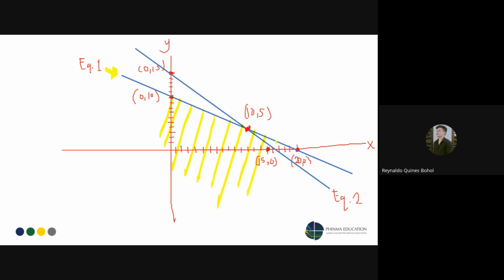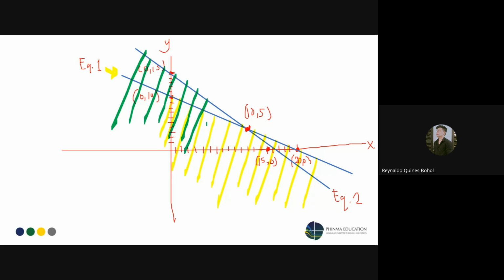Okay? Next naman, pababa ulit yung equation number 2. Ay, sorry. Gamit tayo ng ano pa yun? Ibang kulay. Gamit tayo ng red. Hindi pwedeng red. Hindi na lang. Equation 2. Hanggang dito lang.